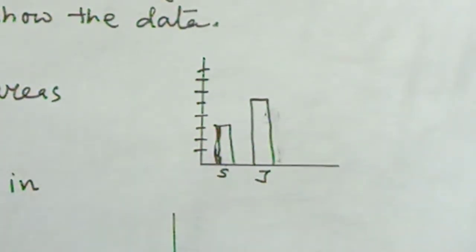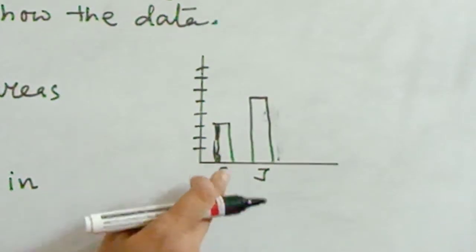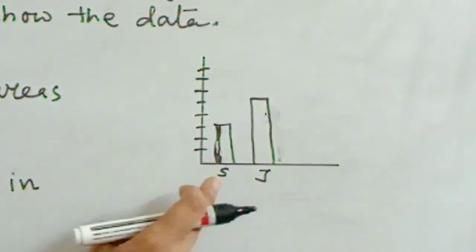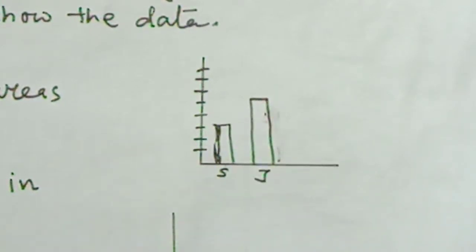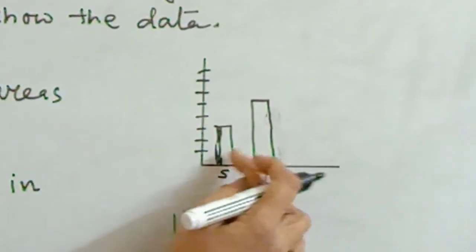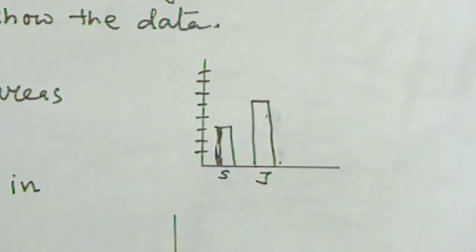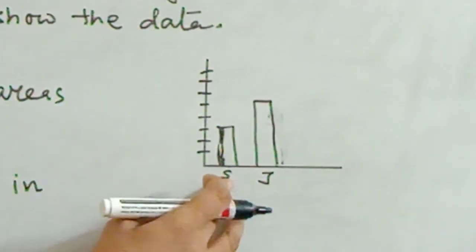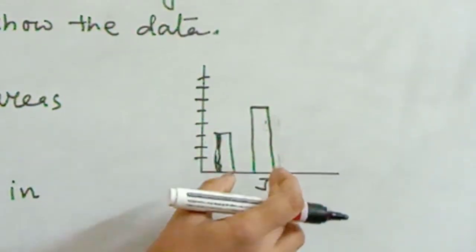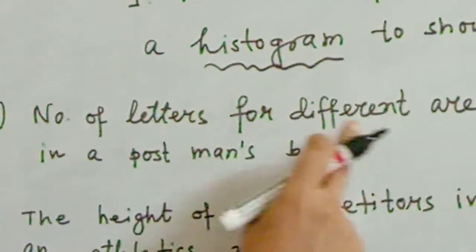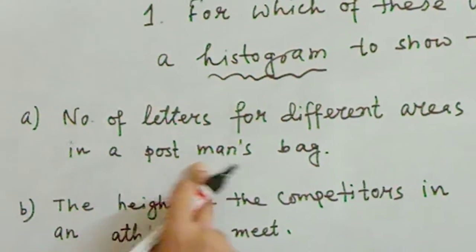So do you think that the number of letters from Shiliguri and from Jalpaiguri in postman bags has any relation between these two districts? No. So it is not possible to draw a histogram using this information, as it is given for different areas in a postman's bags.